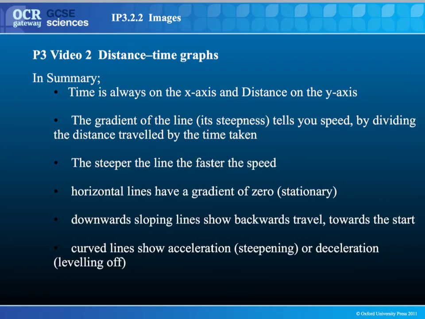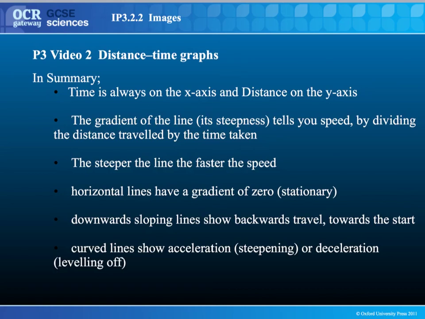So that concludes the second video in the Flip Learning series on distance time graphs. In summary, when constructing a graph, time is always on the x-axis and distance on the y-axis, remembering that this is one of the only occasions where you can draw a dot-to-dot line in science that doesn't show a line of best fit or isn't a straight line. Second, the gradient of the line, the steepness, tells you the speed, and you get this by dividing the distance travelled, or the height of the triangle, by the time taken, the breadth of the triangle.